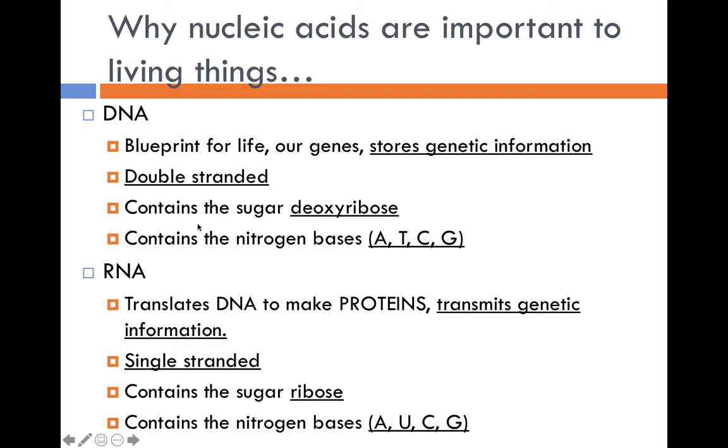Now, we talked about that sugar. DNA has a very special sugar called deoxyribose. And if you notice, it starts with a D there. That's actually what that D stands for. It stands for deoxyribose nucleic acid. The nitrogen bases that it contains are A, T, C, and G. If you notice, there's no U there. That's because only RNA has a U, while DNA has the nitrogen base T, thymine.